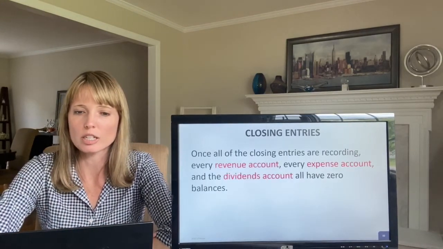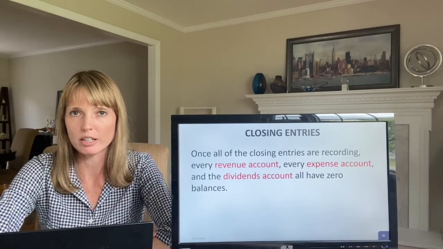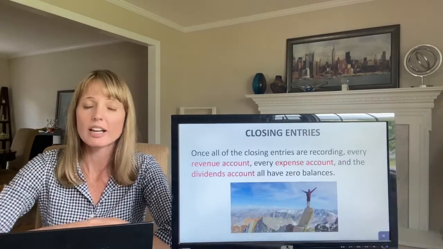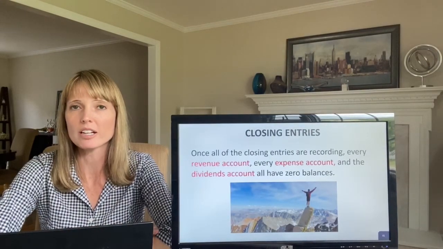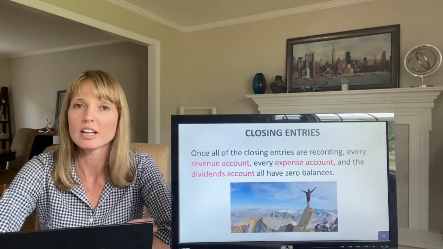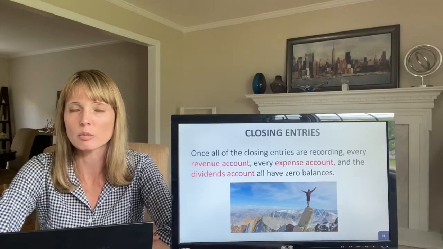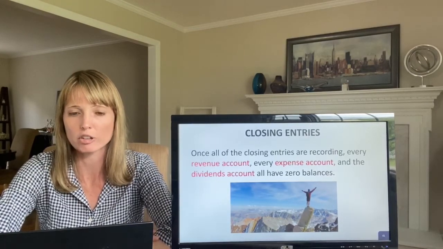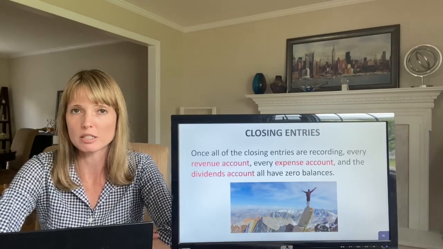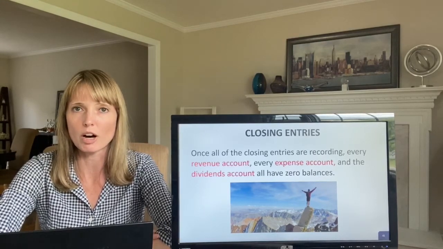Once all of the closing entries are recorded, every revenue account, every expense account, and the dividends account will all have zero balances. And that's exactly what we want. That is the official end of the accounting period and hence closing the books. Because now we're prepared the next day when the new accounting period begins and new transactions take place. They are reporting the revenues, expenses, and dividends only for that new accounting period. In the next video, we'll walk through an example.